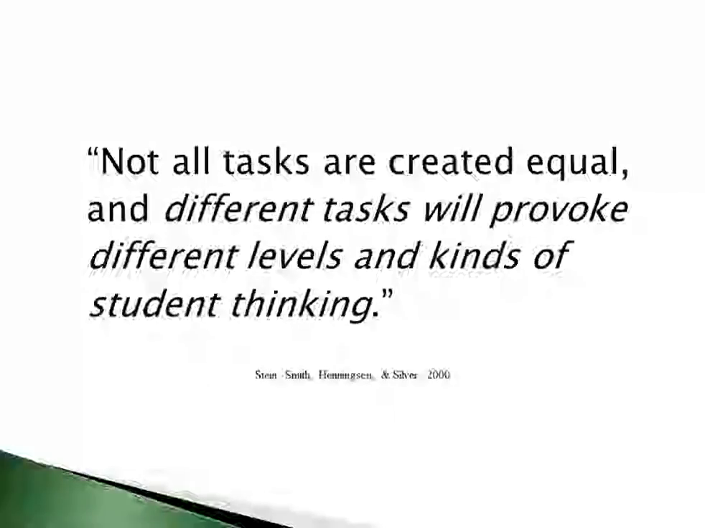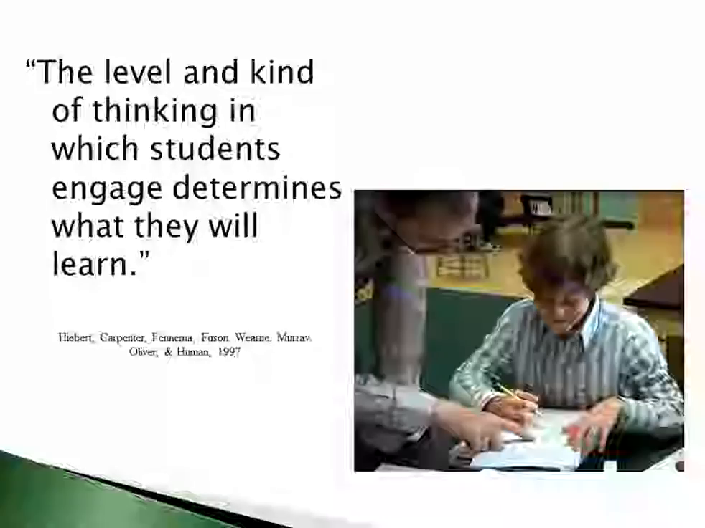As the previous 4 examples showed, not all tasks are created equal, and different tasks will provoke different levels and kinds of thinking. Why is this important? The level and kind of thinking in which students engage determines what they will learn. So let's begin by talking about how to choose a good task. What criteria should we look for?